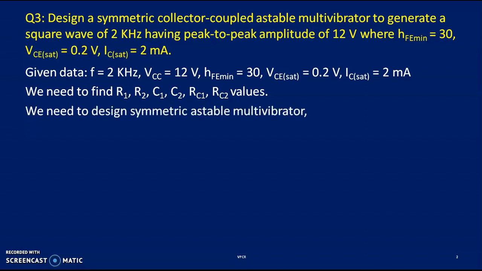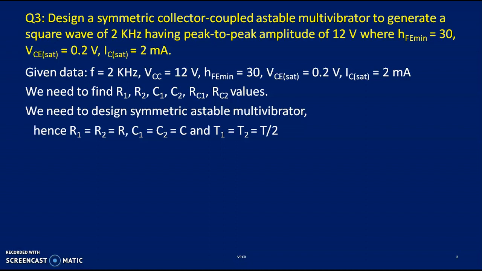So we need to design symmetric astable multivibrator. When you say symmetric, that means we need not find different values for R1 and R2. Symmetric means both R1 and R2 are maintaining same value and C1 and C2 are maintaining same value. So that R1 C1 will become R2 C2. That is our symmetric circuit condition. So we need to design symmetric astable multivibrator. Hence R1 equal to R2 equal to R, C1 equal to C2 equal to C. We need to assume like that.